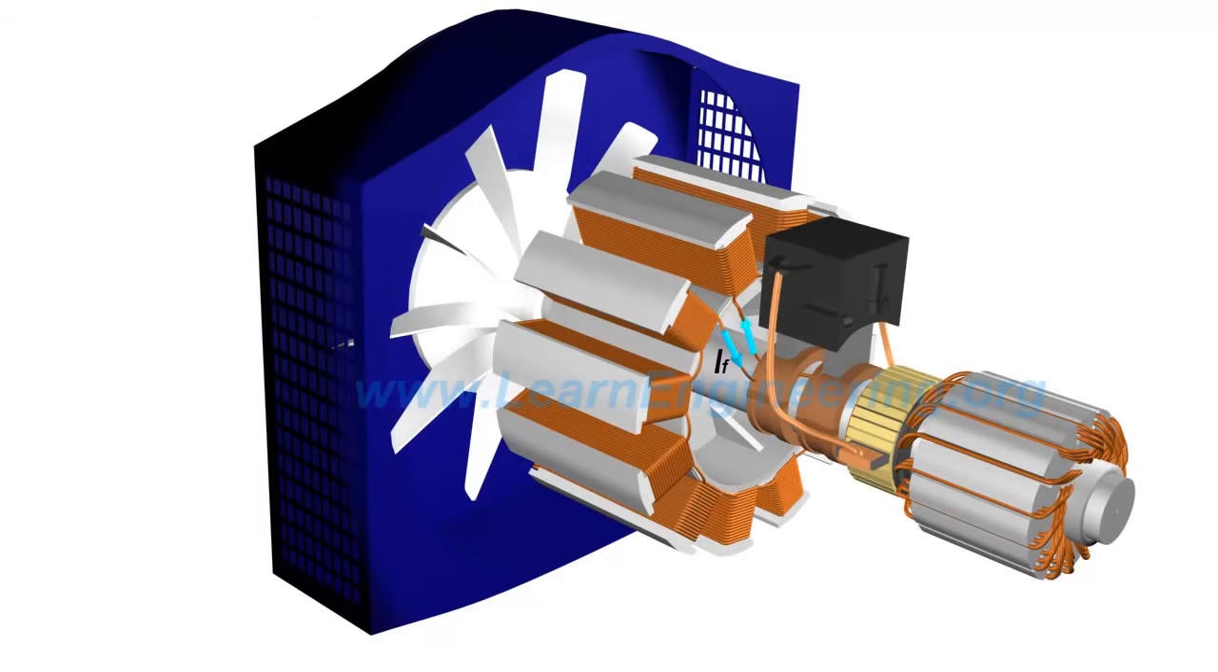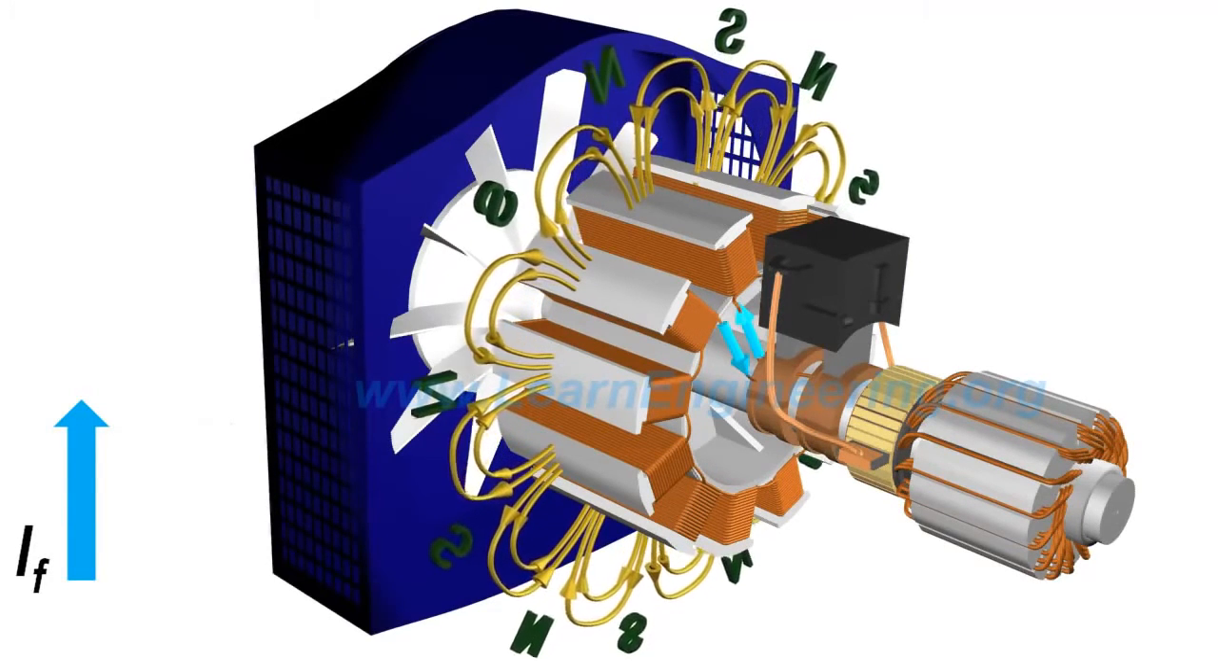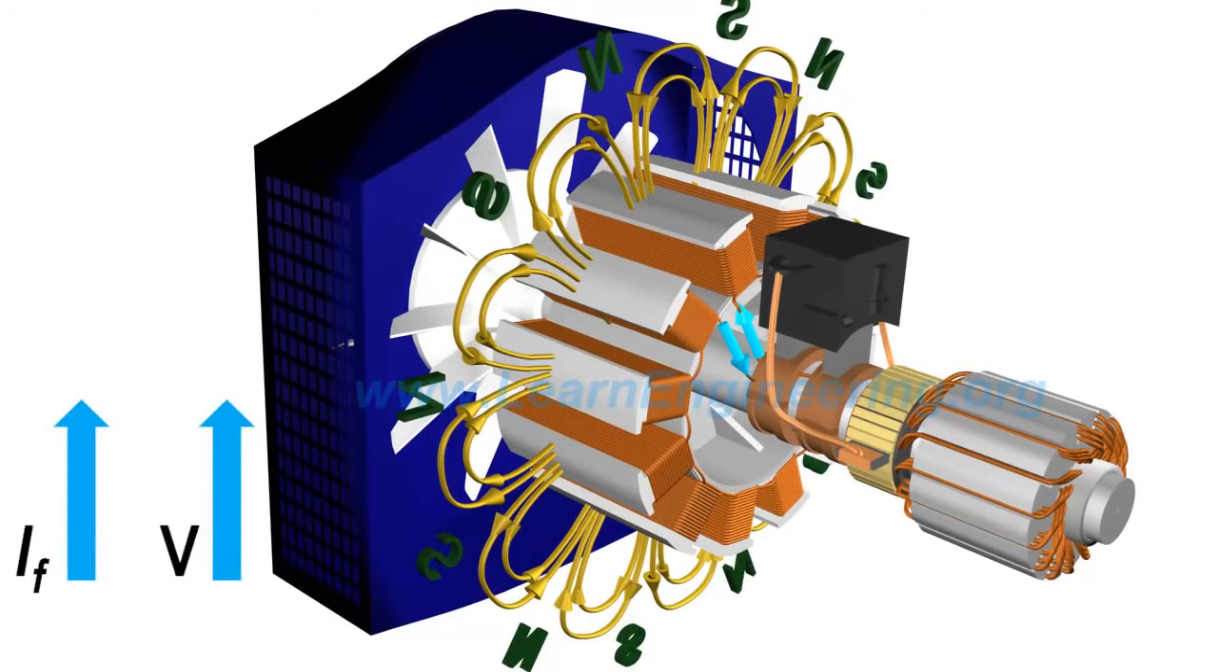If terminal voltage is below the desired limit, the AVR increases the field current, thus the field strength. This will result in an increase in terminal voltage. If terminal voltage is high, the reverse is done.